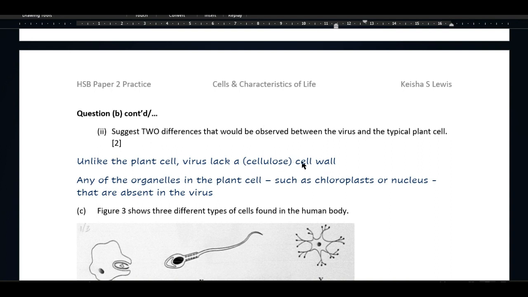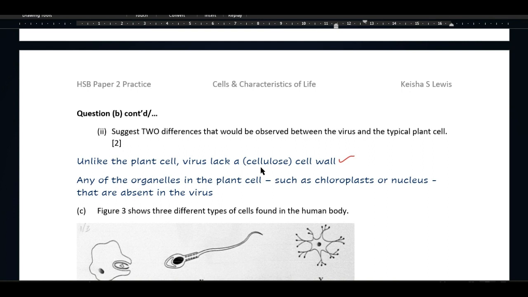So you would include things like, the virus doesn't have a cell wall. I put cellulose in brackets because, again, you're not really going to see if the cell wall is made of cellulose. At best, you may be able to see that the cell wall is made up of these fibers, right? But you're not going to see that it's a cellulose cell wall, but you will see that there is a distinct cell wall around the typical plant cell versus a virus that's not going to have a cell wall. It's going to have this protein shell. Okay, so that's one difference. A plant cell has a cell wall, a virus does not.